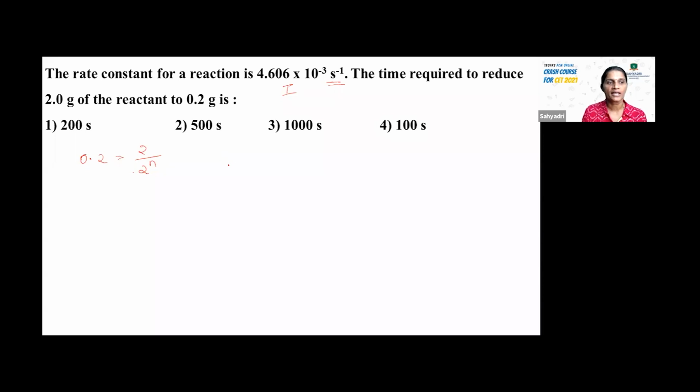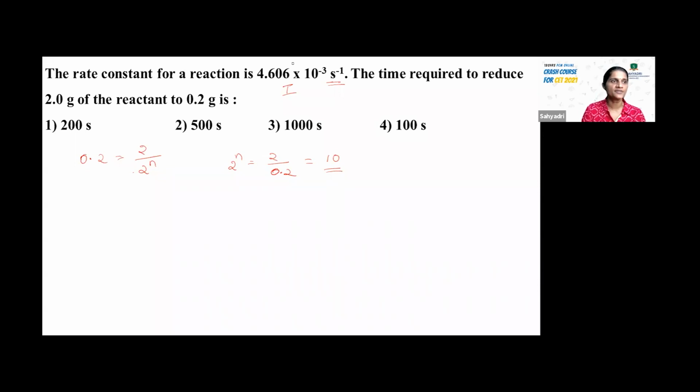Correct? So I can write 2 to the power n is equal to 2 divided by 0.2, after nth half-life. This is 10. 2 to the power n is equal to 10. You can't take the square root of 10, it is around 3.16. Is n 3? No, because 2 to the power 3 is 8. It's more than that.